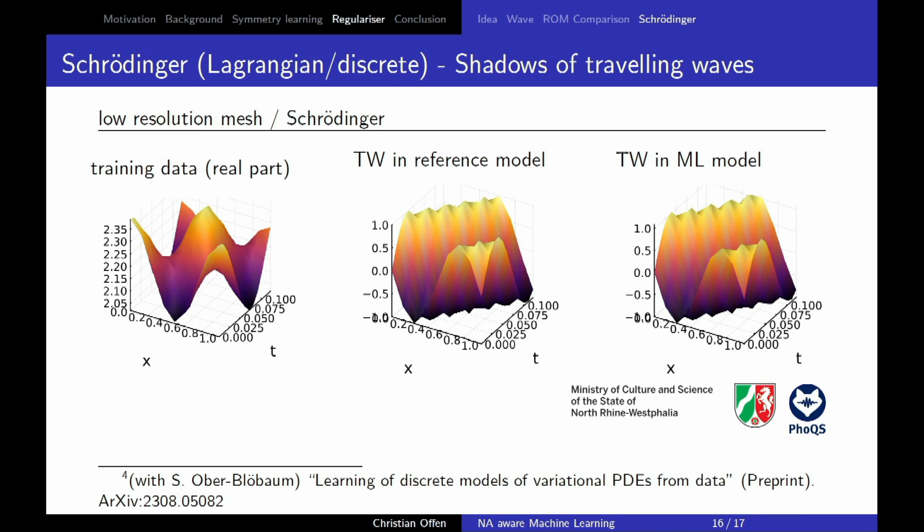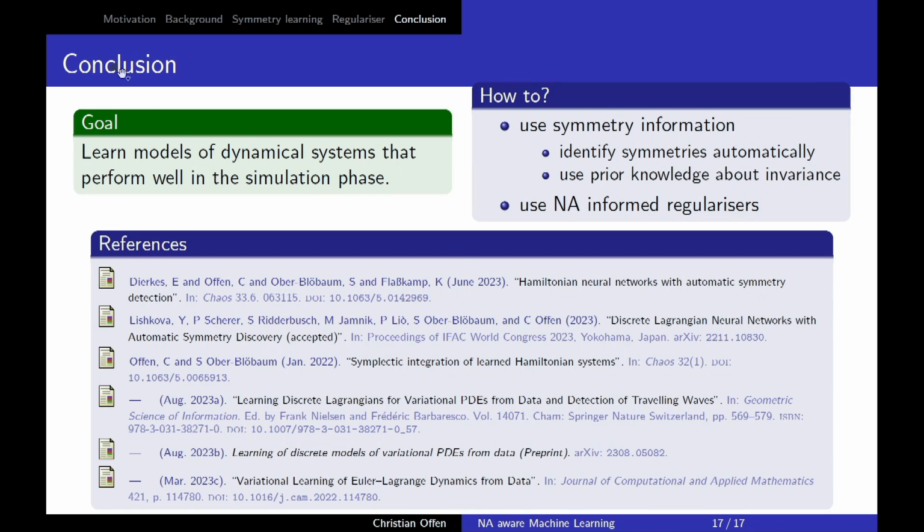Okay, so to wrap up things, I showed you how to learn models of dynamical systems from data and use regularizers that make sure that they perform well in the simulation phase by either trying to push it into a very symmetric representation, or in particular to use numerical analysis informed regularizers. So some regularizers that make sure that later on in the simulation phase the discrete Euler-Lagrange equations that you need to solve are easy to solve and efficient to use in numerical simulations.